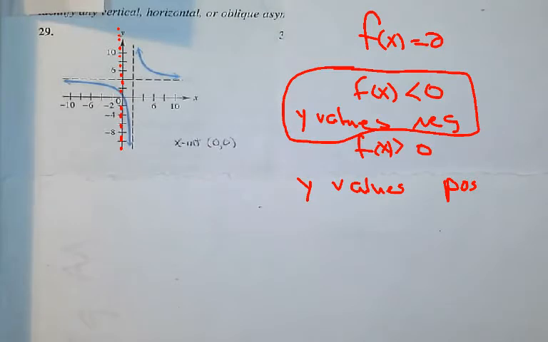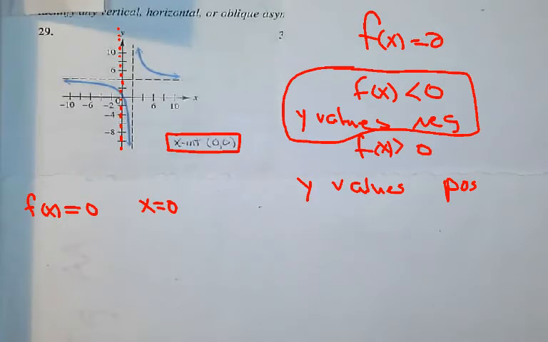So the question that they're asking here, they want to know three things. If my question is, when is the function equal to 0? Well, that's at the x-intercept. And in this case, the x-intercept happens at (0, 0). So the answer to when is f of x equals 0? That's when x equals 0, right? That's the x-intercept. We're done with that one.